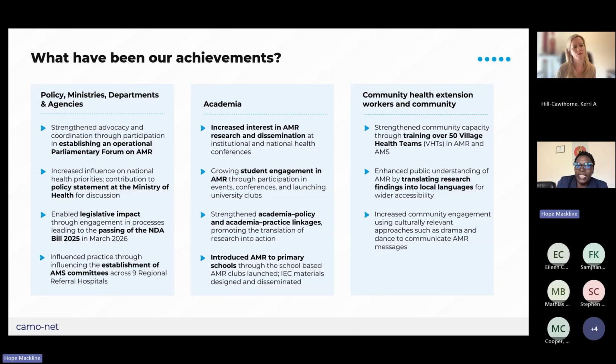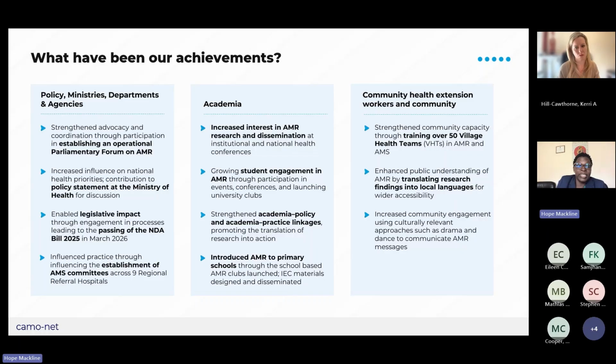We also have seen or contributed to an increased influence on the national health priorities through a contribution to the policy statement that was made, I think, last year at the Ministerial Health for a discussion. And what did this include? Funding, a focus on major areas, for example, surveillance, laboratory, and others, which is still at the ministerial table, but we shall be following it up maybe in phase 2 of CAMO-Net to see how it moves forward, and probably we get some funding in particular for that. And it has been mentioned actually many times at the ministry.